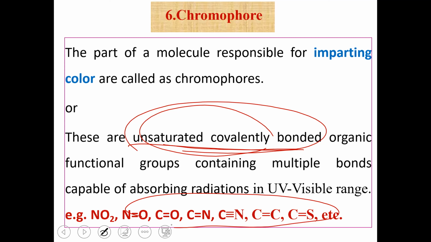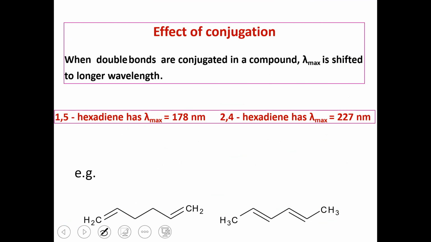And also extended conjugation. Extended conjugation means, suppose you have a double bond connected to a carbon, then a single bond, again a carbon with a double bond. So alternate double bonds are called conjugated dienes, or it can even extend to trienes like this. So if this kind of structural feature is present in the compound, they may have very good absorption in the UV spectrum.